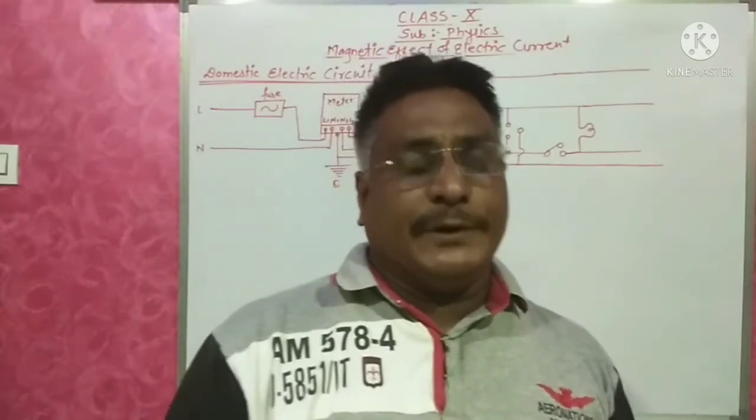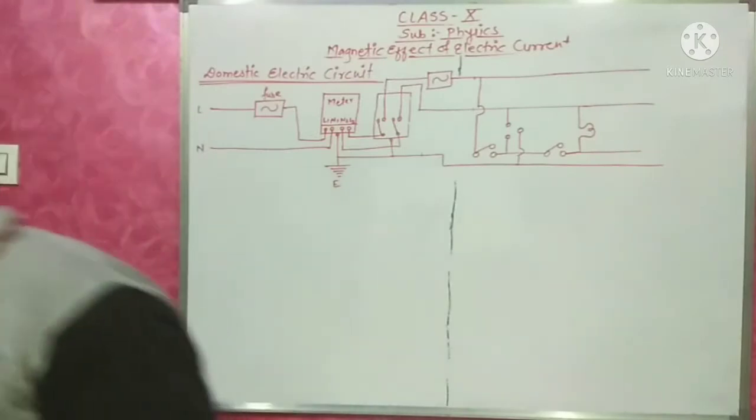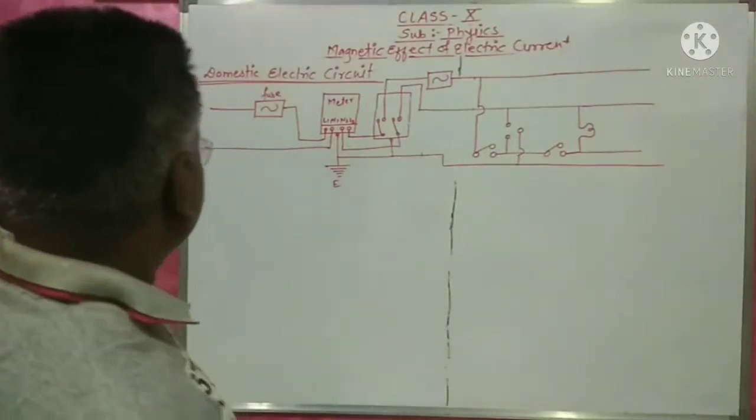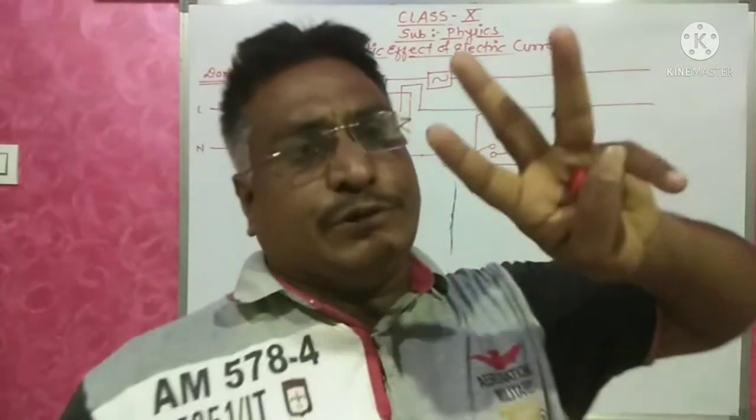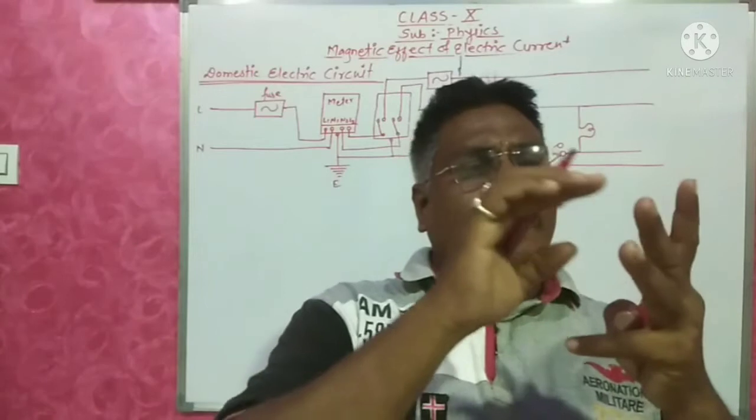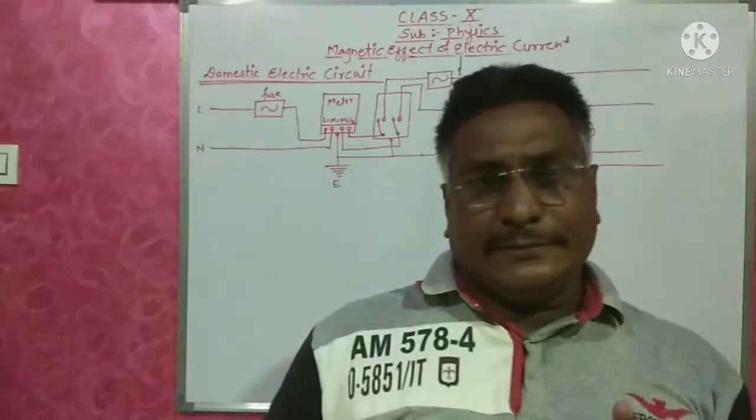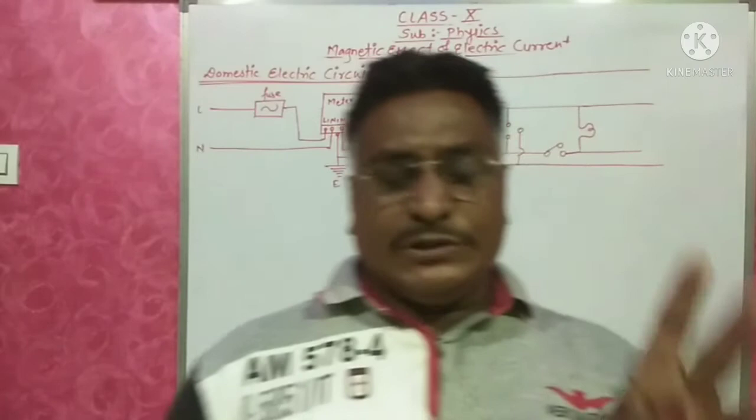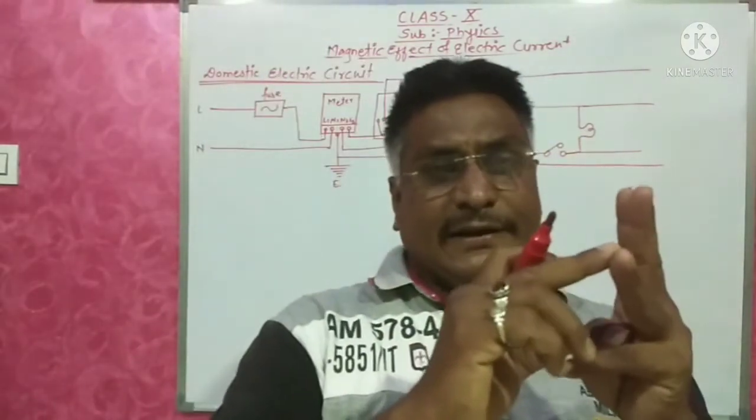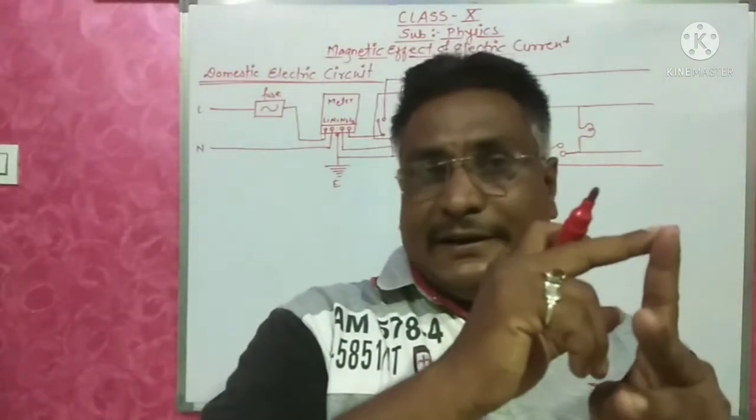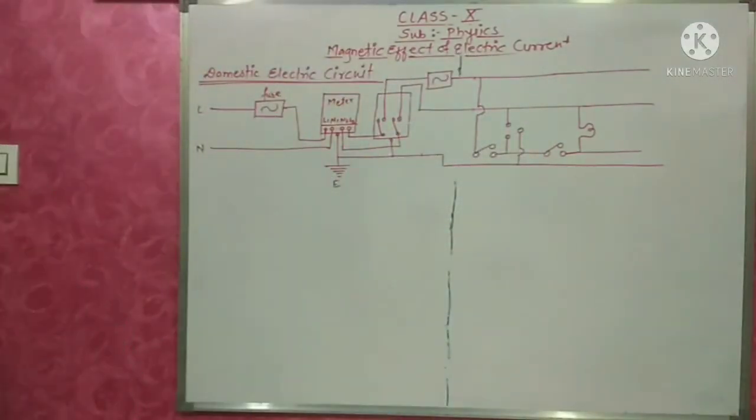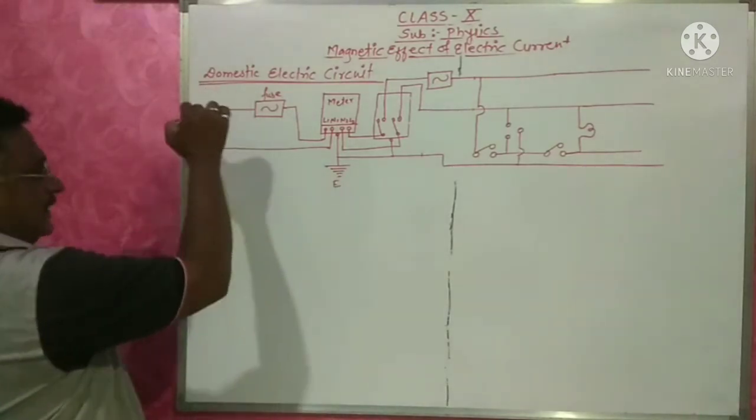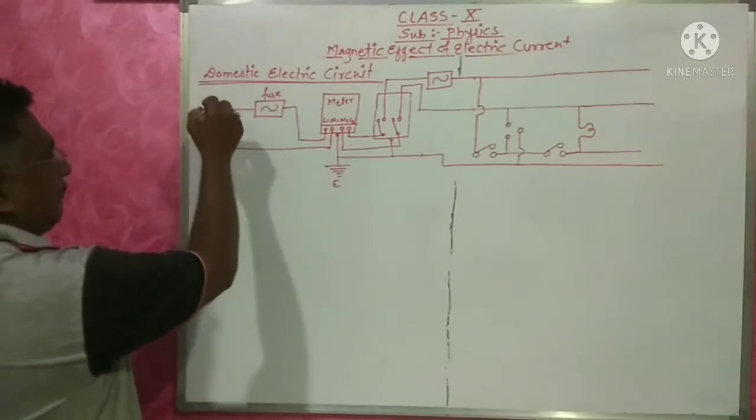So how are the wires coming? In the domestic electric circuit, you observe that there are three color wires they are using: red color, blue or black color, and green color. Which three colors? Red, blue or black, and green wires. There is a meaning for these three colors, and I will tell you what the meaning of those three colors is.